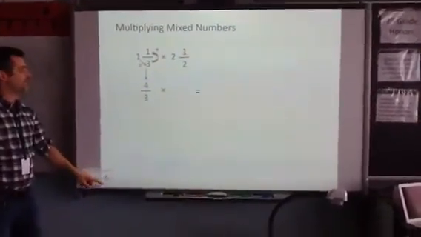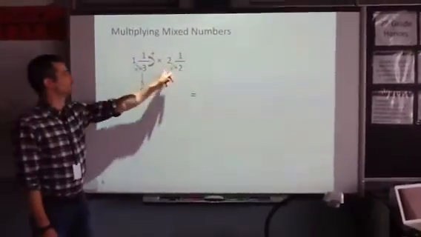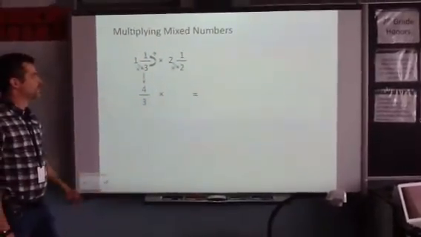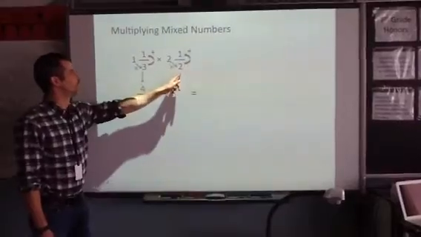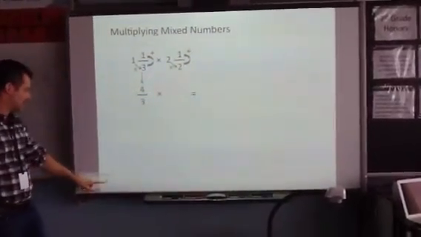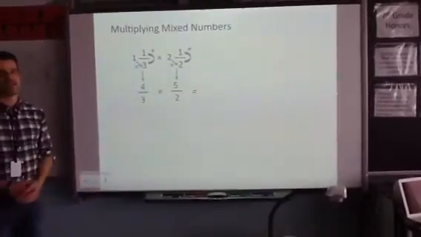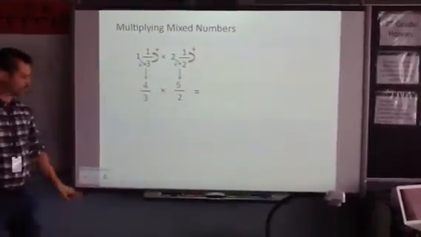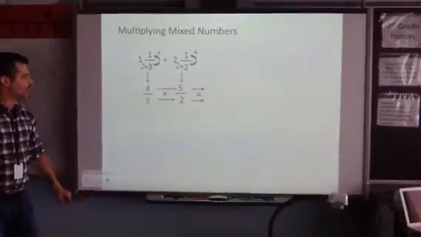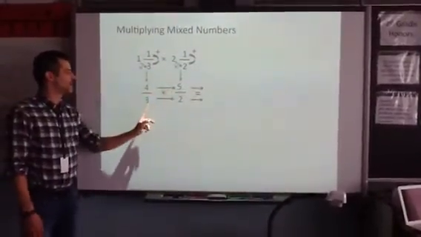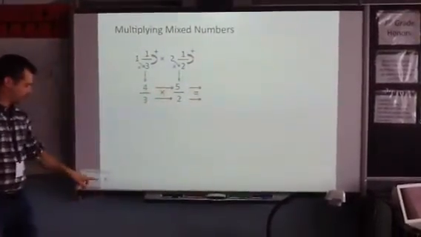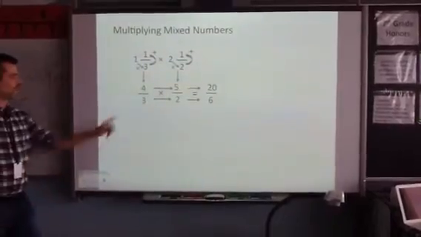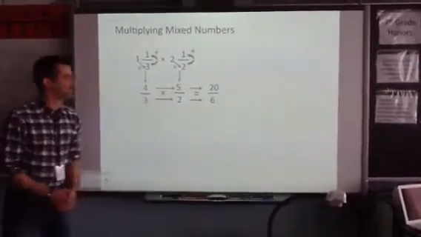I do the same thing with the second fraction. 2 times 2 plus 1. So this gives me 4 plus 1 will give me 5. 5/2. Okay? But now since we're multiplying, all I have to do is multiply right across. No common denominator. All we do is do 4 times 5 over 3 times 2. That will give us 20 over 6.